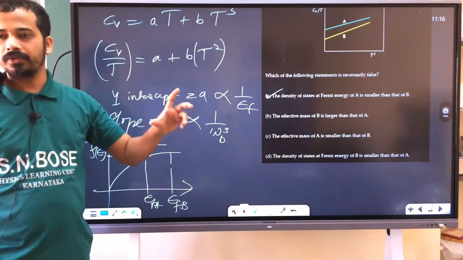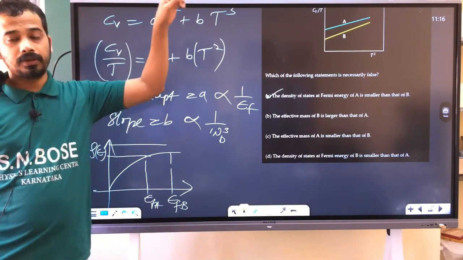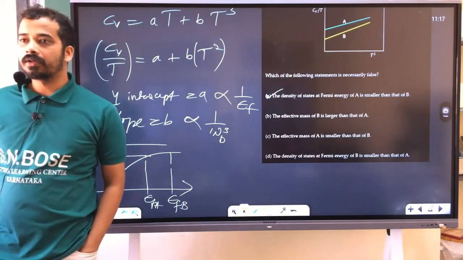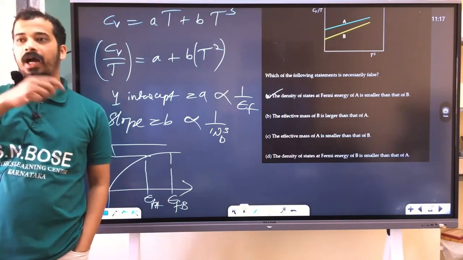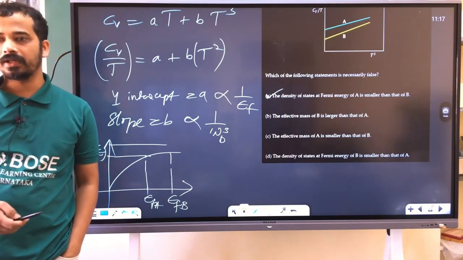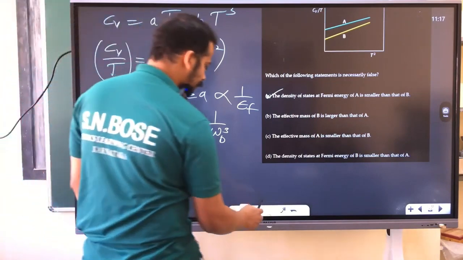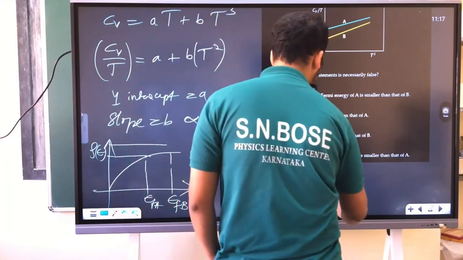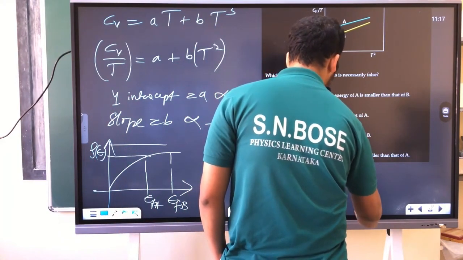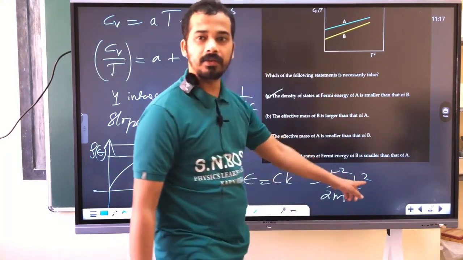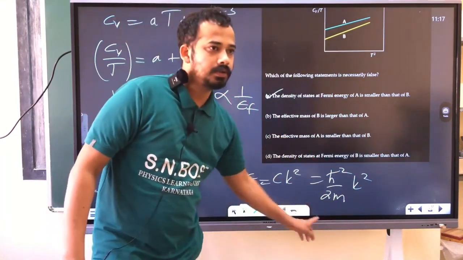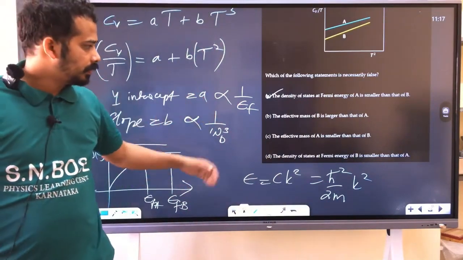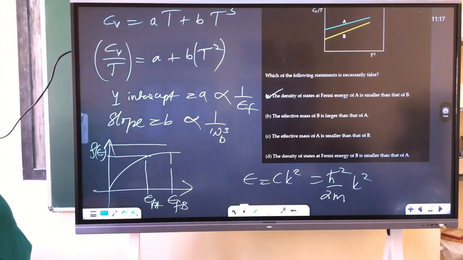That coefficient will decide what you call the curvature of the K squared curve. E is equal to some constant into K squared, and that constant is h bar square by 2m. Its second derivative will decide this. Second derivative means curvature. That's the effective mass, but I don't know how to talk about effective mass here.